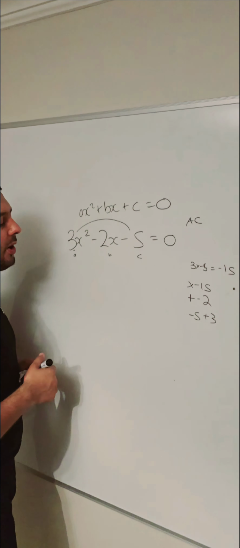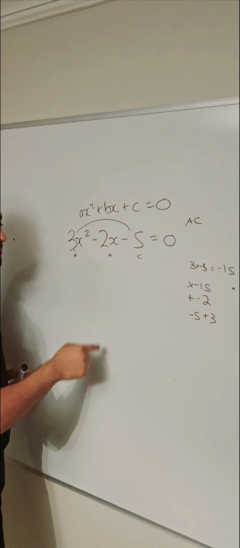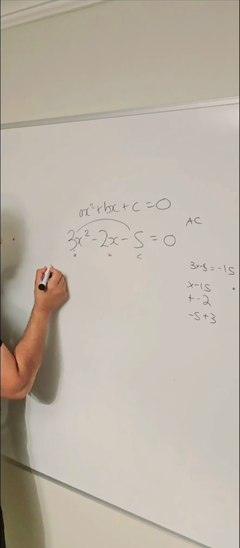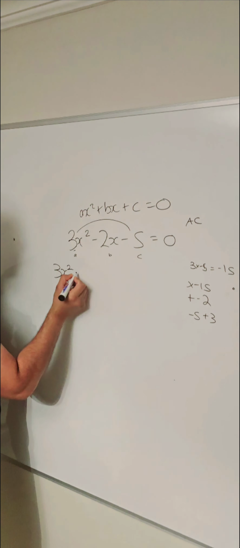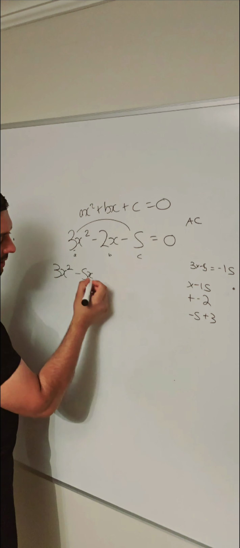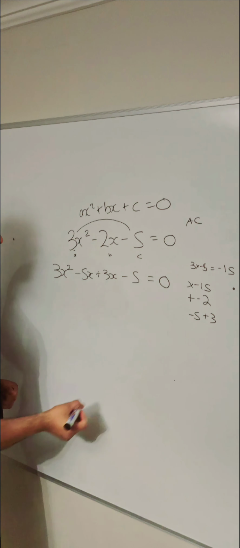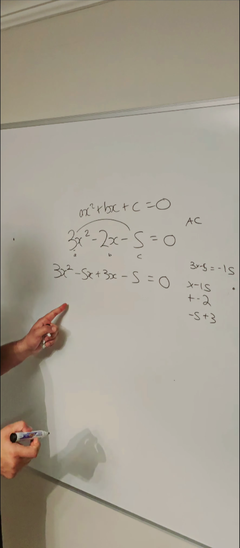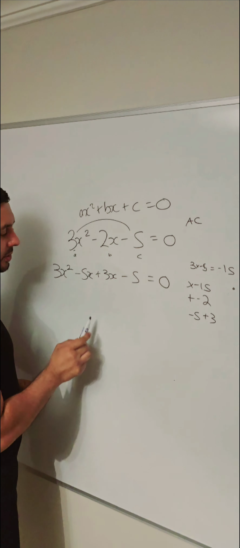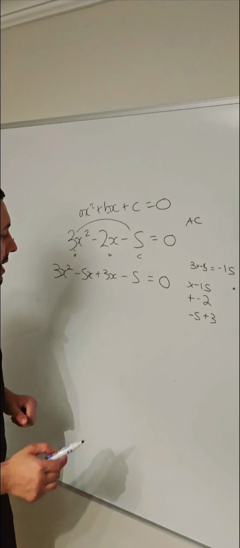Okay, now I'm going to write out this equation again, but instead of having minus 2x, I'm going to put in minus 5 and 3. So that's 3x squared minus 5x plus 3x minus 5 equals 0. Essentially what I've done here, guys, is just written out the equation again, replaced the minus 2x with minus 5x and 3x, which were the two numbers that we found earlier.